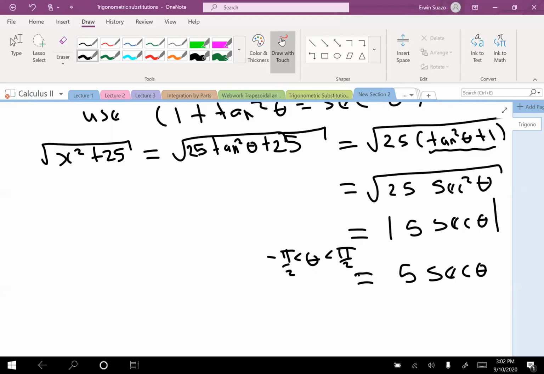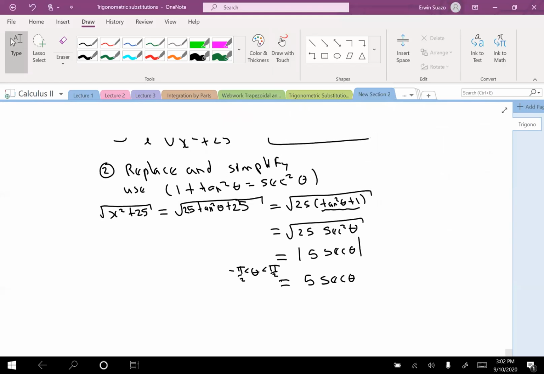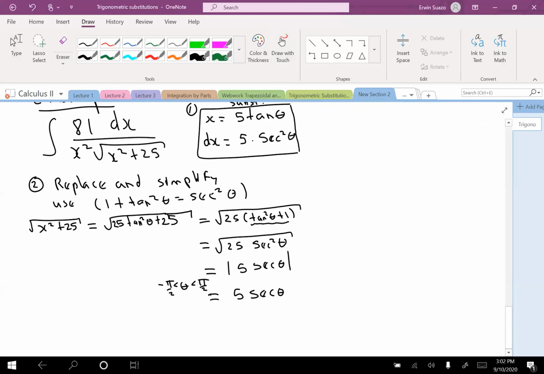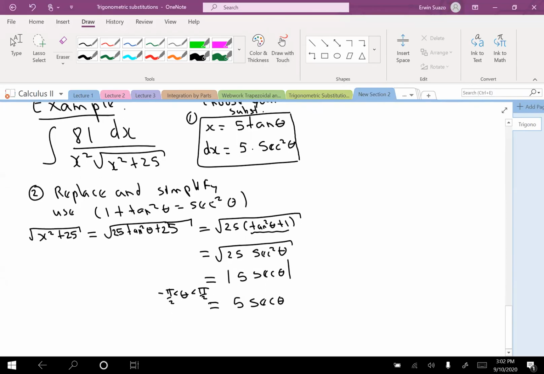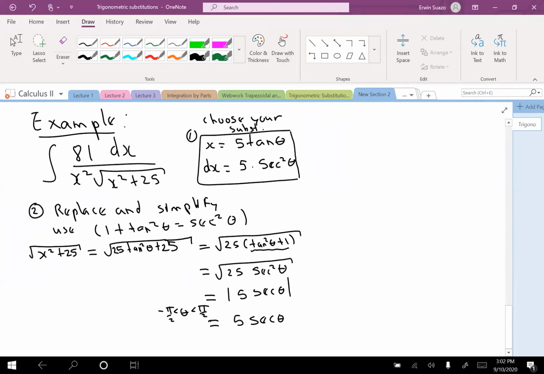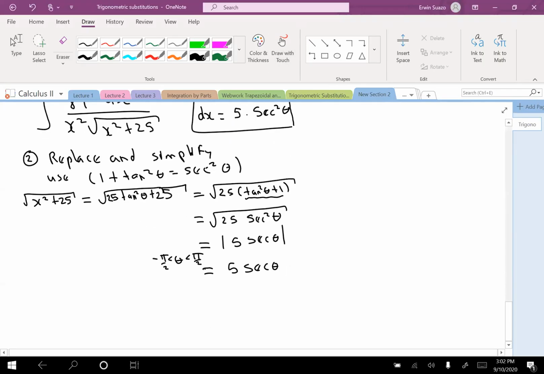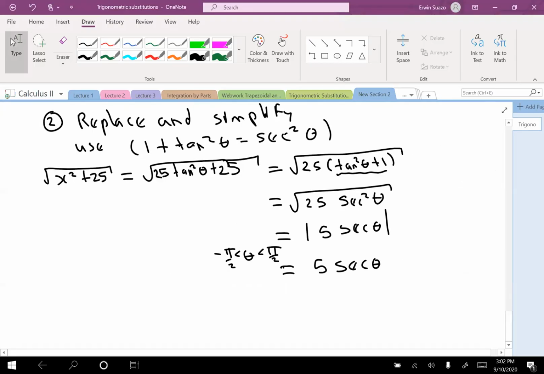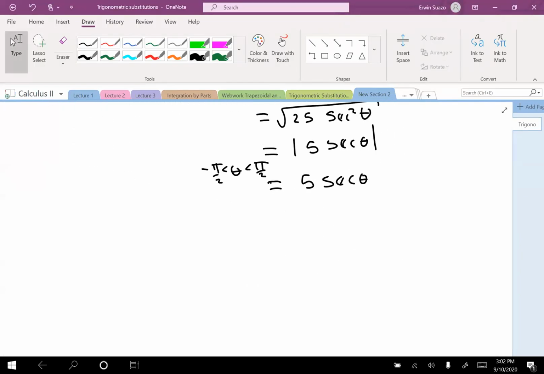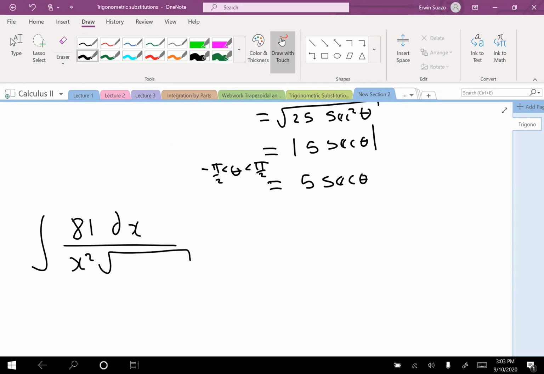So now I go back to my problem. I like to do this; at least myself, I make fewer mistakes. Let me write it over here. So what do we have? We have the integral of 81 dx over x squared square root of x squared plus 25.